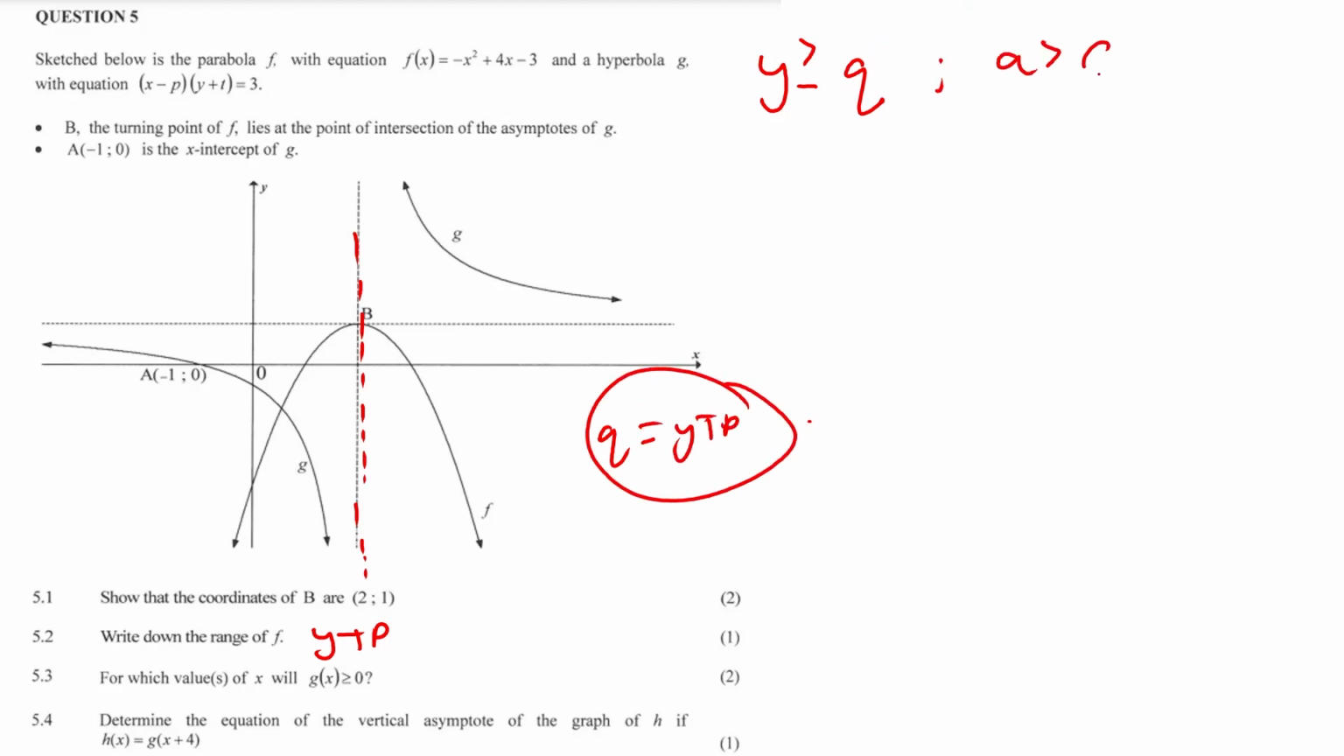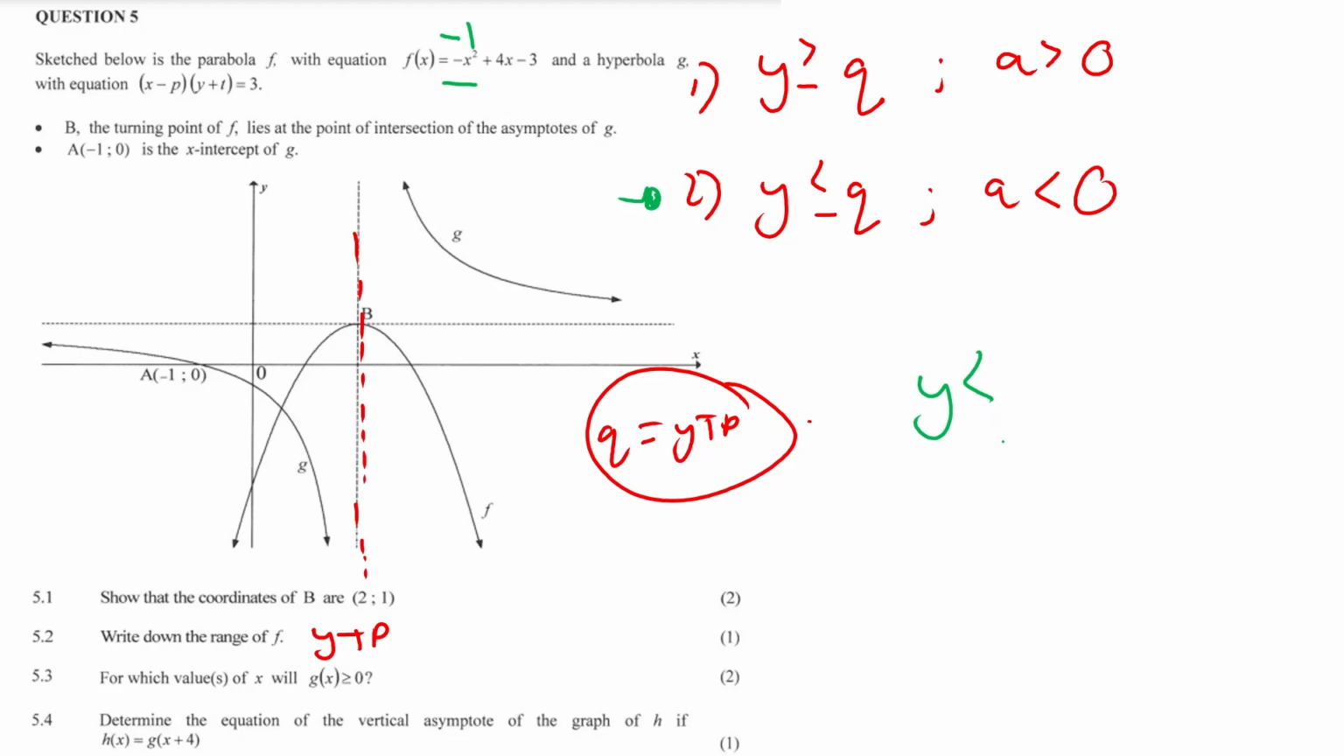If a is greater than 0, that's the first portion. y would be less than or equal to q if a is less than 0. So let's actually put this into practice now. I'm just going to change the color quickly. So our a value here is clearly -1, so it's less than 0. So we're going to use option 2. So we're going to say y is less than or equal to 1.